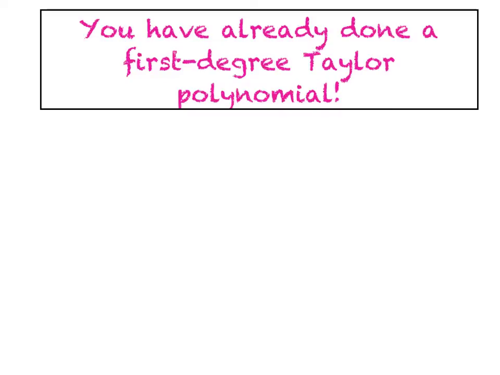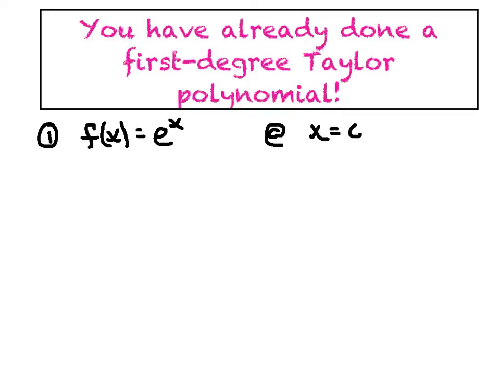Now, believe it or not, you've already done a first-degree Taylor polynomial. We just had different vocabulary for it. Back in September, we did a topic called local linearization, which was basically a fancy way of saying create a tangent line and use that tangent line to approximate a function. So what I want you to do is consider the function e to the x, just a very nice friendly one to start off with, and write the tangent line at x equals 0. Okay, so what would you do for that?